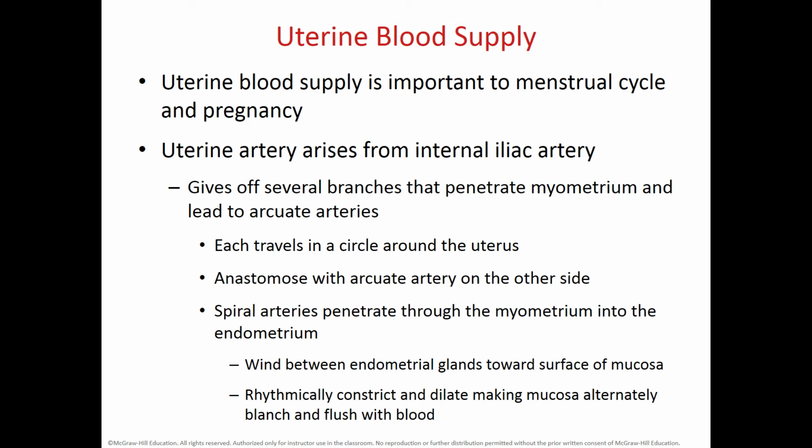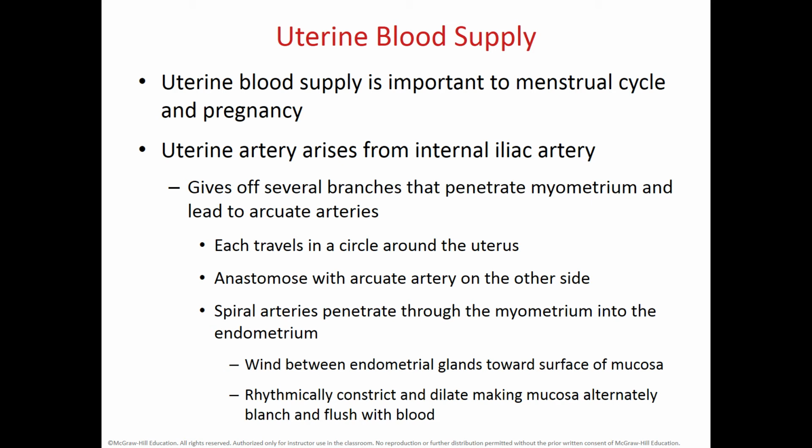And then these spiral arteries will undergo cyclical changes during the reproductive stage. So they will start elongating towards the surface of the endometrium, and then with the influence of hormones, they will rhythmically constrict and dilate, making the mucosa alternatively blanch and flush with blood. Especially, this will happen during the menses.